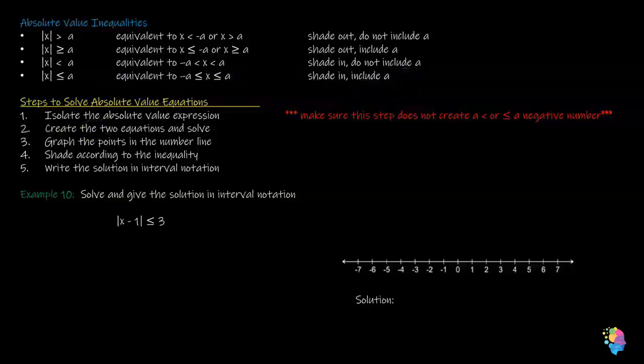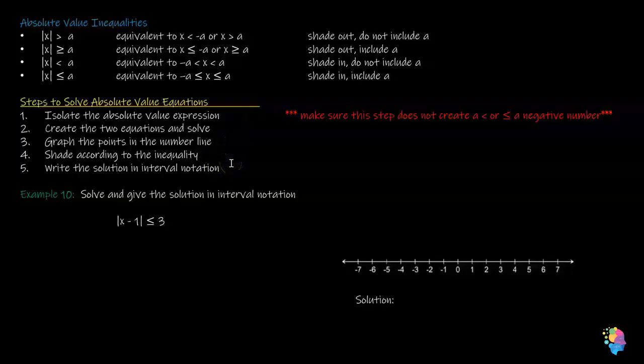The steps that we're going to take to solve an absolute value inequality are, first, we have to isolate the absolute value expression. And this is mainly to make sure that we don't get an absolute value that is less than or equal to a negative number. Then we're going to create the equations to solve, graph the points in the number line, shade according to the inequality, and then write the solution in interval notation. I know that it seems like a lot of steps, but we're taking it one at a time.